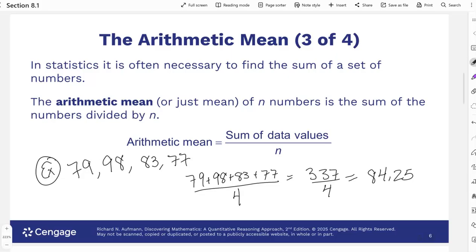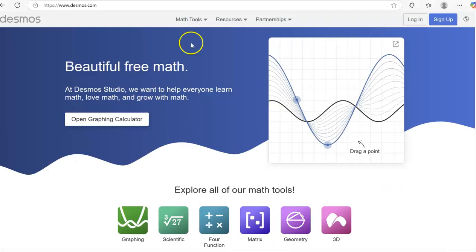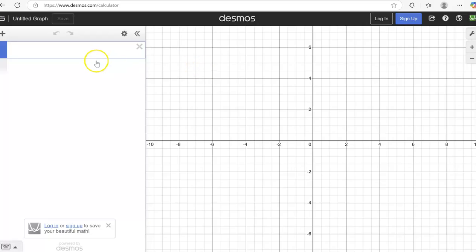Now we can also find the mean using Desmos. So I'm going to go to desmos.com, and then we're going to find the mean of those numbers using Desmos. So I'm just going to click in the free box here. I'm going to type in mean and then parentheses, and I'm going to type all my numbers in. So 79, and I'm going to separate them with a comma. 98, 83, and 77. And you can see it's going to give me what that mean is. It knows to add all those numbers together and then divide by the total number of numbers that we had typed into our list.